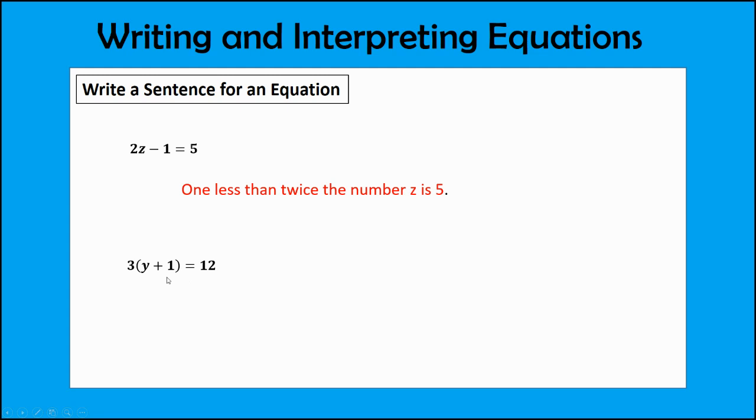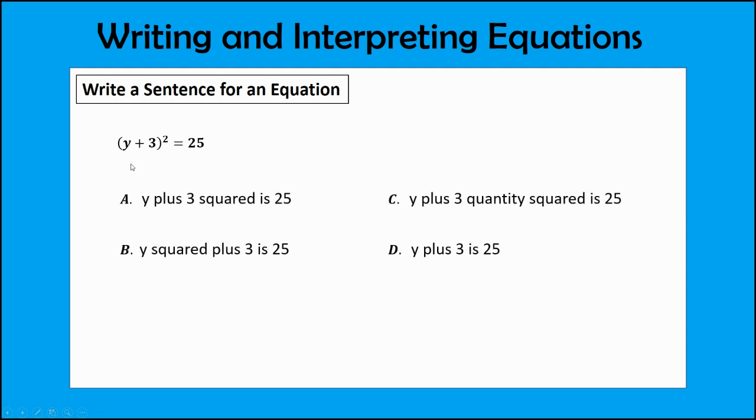Now the terminology here you have to be clear with. We can't just say 3 times y plus 1, because then you could just write 3 times y and then plus 1, and that's not the same thing. What do we want to write? 3 times the quantity of y plus 1 equals 12, or 3 times the sum of y plus 1 equals 12. Either one of those, quantity or sum of, will get this grouped, and that's a key. We have to do that.